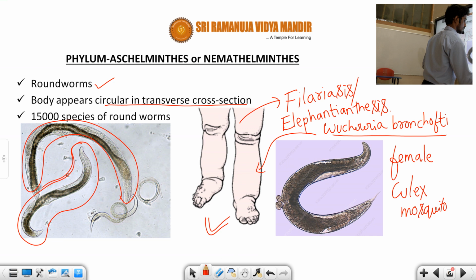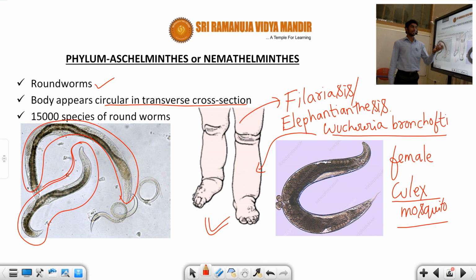The female Culex mosquito is a vector for carrying this species, Wuchereria bancrofti. It generally affects the lymphatic vessels of the lower limbs. As a result, the lower limbs become swollen with more fatty material. So this is the filariasis or elephantiasis disorder, students. We will explain the detailed information about this disorder in a further class.